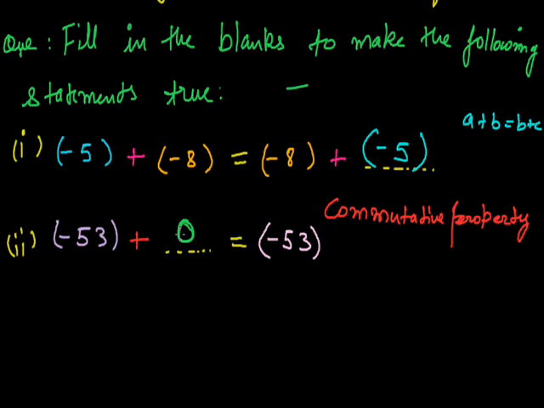That means if you add any number to 0, you will again get the same number. That is a. If you are adding any integer a to 0, you will get the same integer again, that is a. This is additive identity.